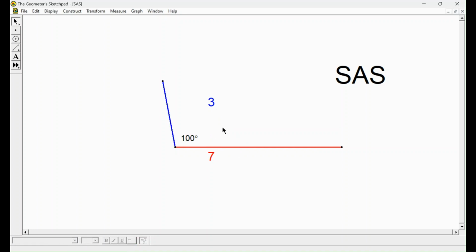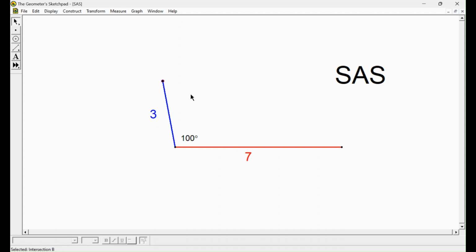The minute you've specified 2 side lengths and an angle, then this angle can't move. This point can't move because that side is locked in at whatever length you've given it. This point can't move because it's locked in by this length of, in this case, 7. So once you lock in those 3 parts of a triangle, the question of can we build this triangle, and if so, how many different ways, is yes, we can build it, and only one way.